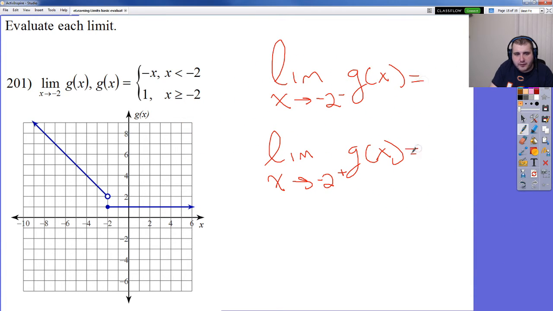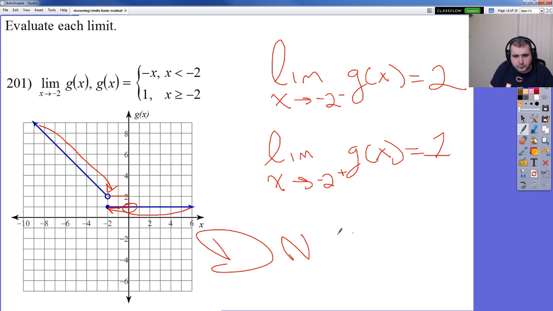Are they the same or are they not the same? Let's find out. From the left, follow the branch down. What's it come to? What's it about? 2, right? Follow the right-hand branch coming from the positive. What's that one approaching? 1, right? And so, not the same? Does not exist.